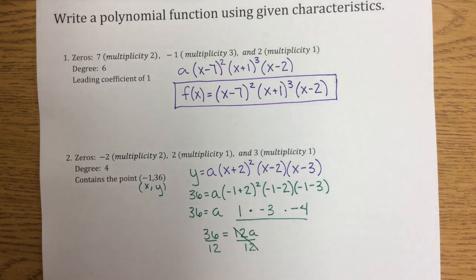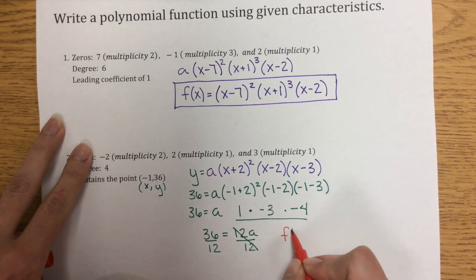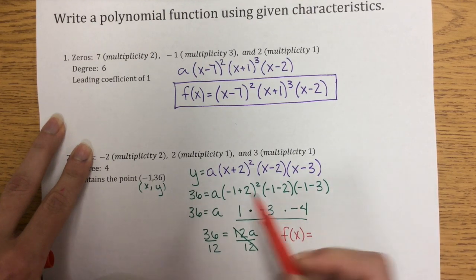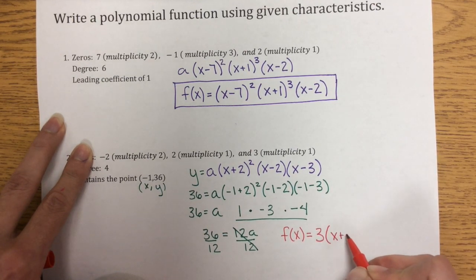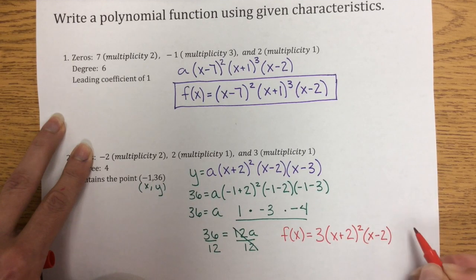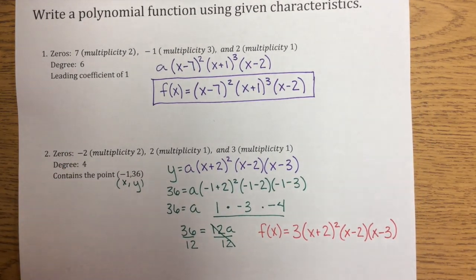So your final answer for this polynomial would be f of x equals, we'll replace a with our leading coefficient of 3, times (x plus 2) squared times (x minus 2) times (x minus 3). Now you could easily check that by plugging it in your calculator and making sure that it goes through the point negative 1, 36.